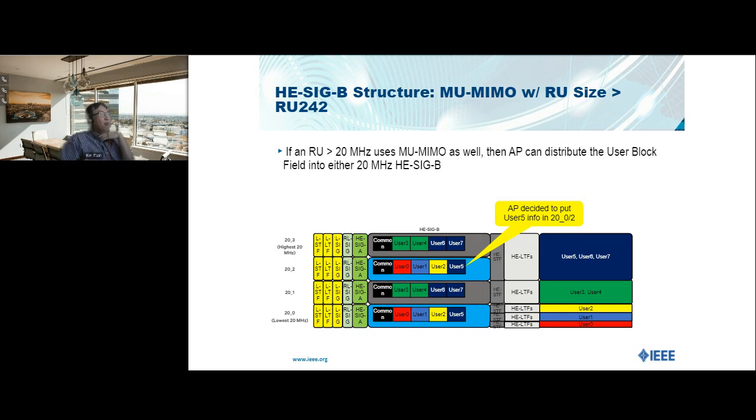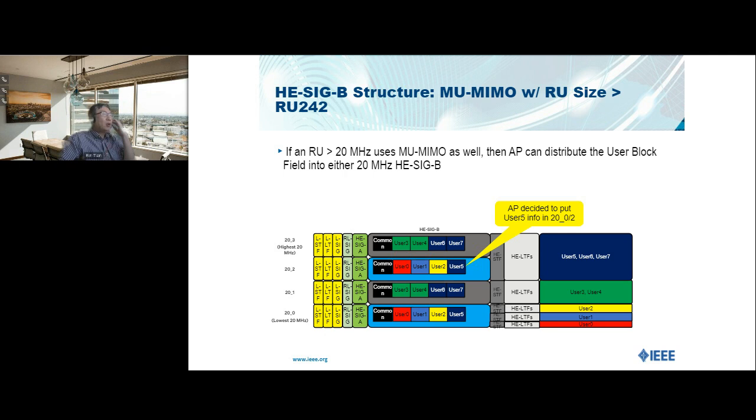So that sounds simple. Now you say, okay, how about the MU-MIMO cases? We have some users whose assignment is over 40 MHz, or more than 20 MHz. Which content channel does its assignment go to? In that case, you can distribute this kind of user assignment into two content channels.